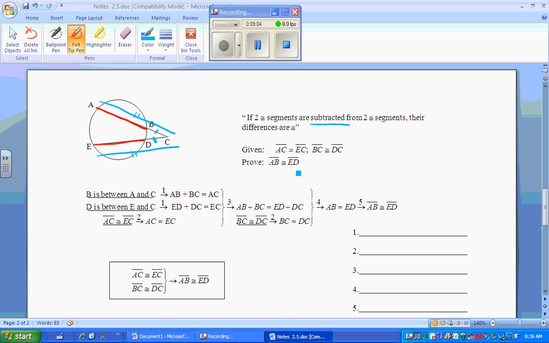So let's do the reasons for the proof the long way. B is between, so we see the word between, so for one we use definition of betweenness. Number 2, congruent to equals, so that's a definition of congruent. 3, we're bracketing these three statements together and stating this. Well, if AC is here, EC is here, both of these added together are okay. So that's just a substitution.